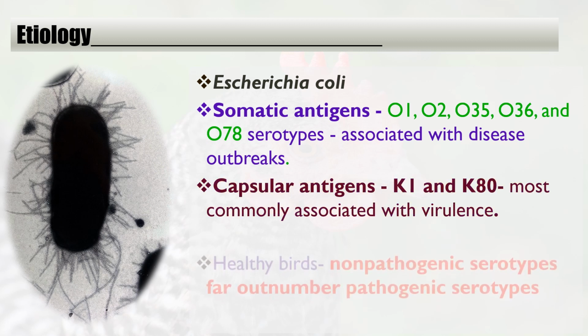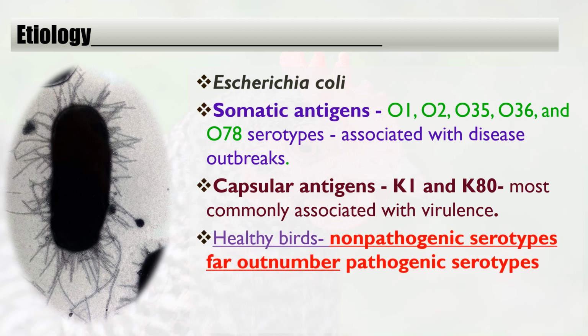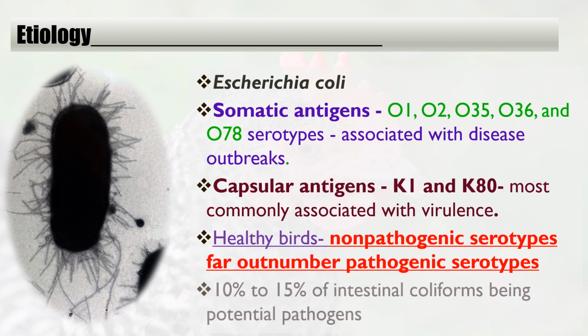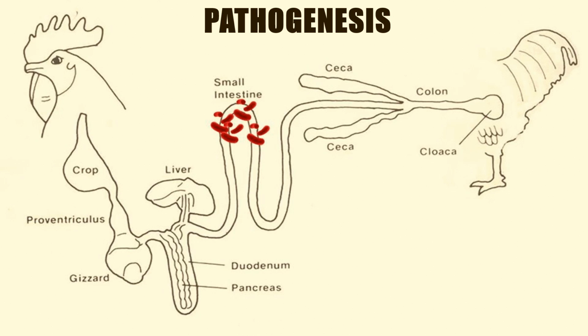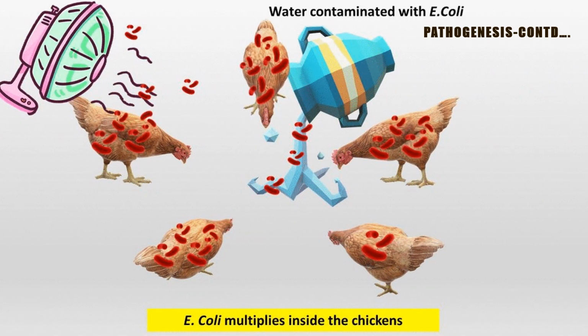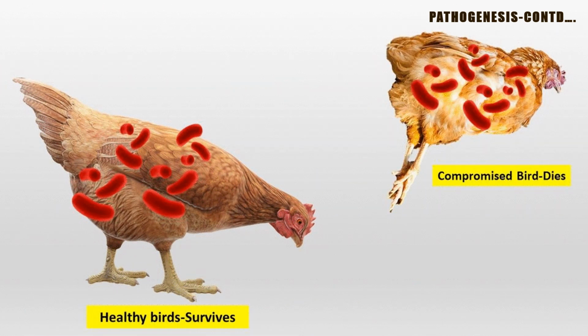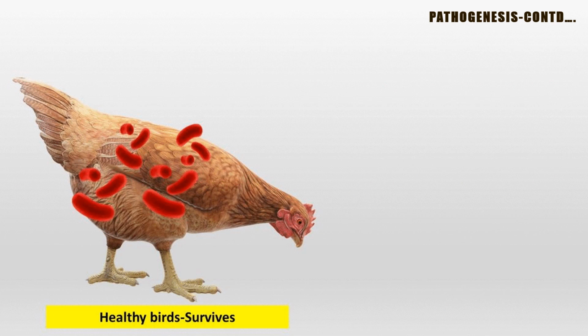In the intestinal tract of normal poultry, non-pathogenic serotypes far outnumber pathogenic serotypes, with 10% to 15% of intestinal coliforms being potential pathogens. E. coli is present in the intestine of birds and mammals and is disseminated widely in feces. Birds are continuously exposed through contaminated feces, water, dust, and environment. Any time a bird's resistance to disease is impaired, pathogenic or facultative pathogenic strains may infect the bird.